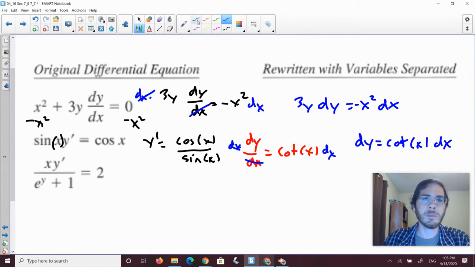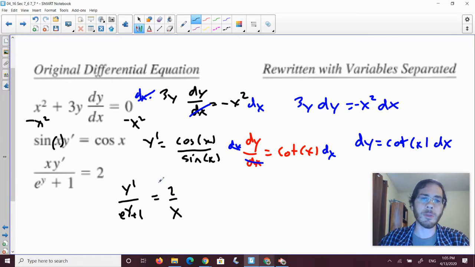For the last one here, we've got x y prime divided by e to the y plus 1 equals 2. Same deal. We're going to go ahead and say we need to get rid of this x. So we have to divide both sides by x. So we get y prime over e to the y plus 1 equals 2 divided by x. Same deal as before. We see we have y prime. We need to split that into dy/dx. So we're going to say dy over e to the y plus 1.